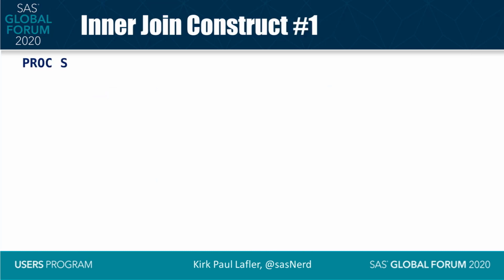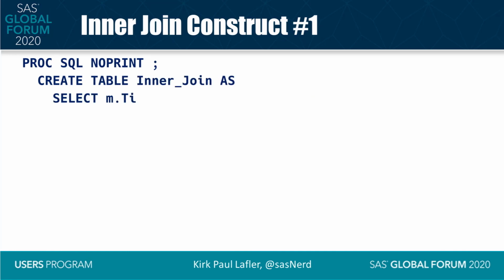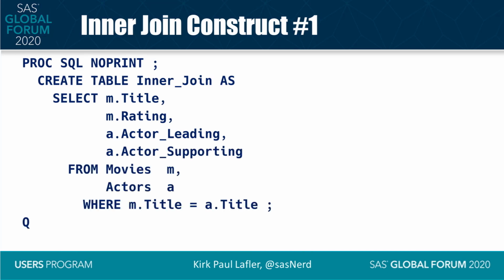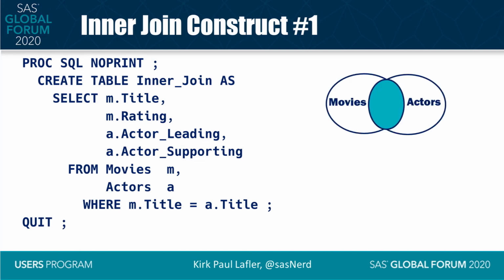Now let's take a look at how we can construct an inner join. An inner join, as I mentioned, is going to create an intersect, highlighted here in teal or cyan. If we have the movies table and the actors table, the common rows, the common data between both tables and the key are going to be preserved.